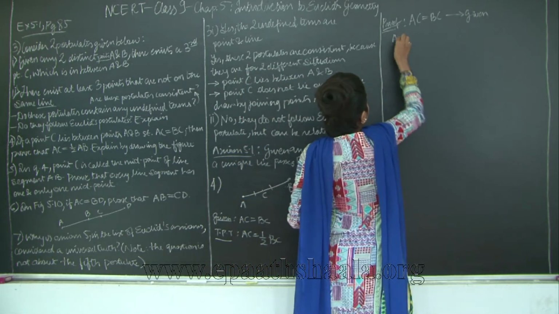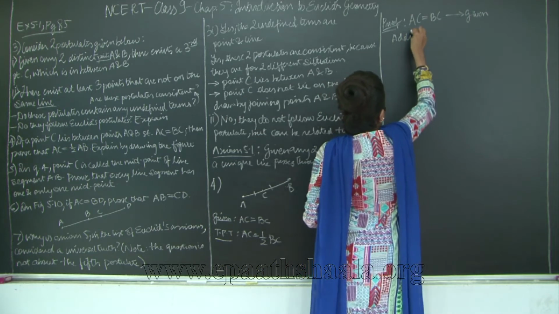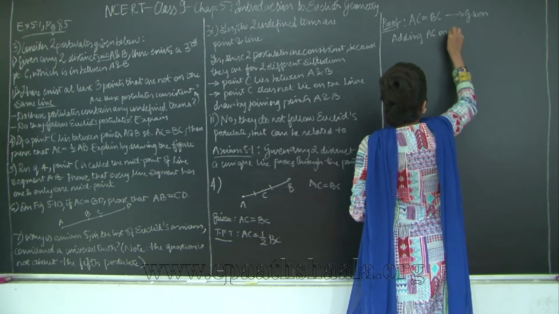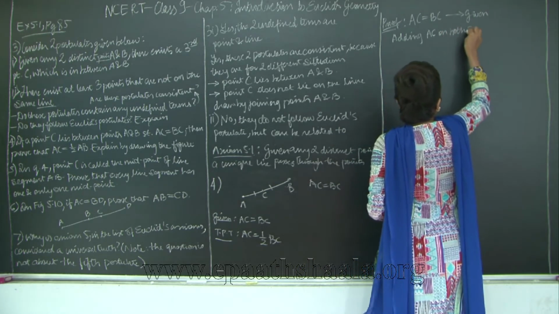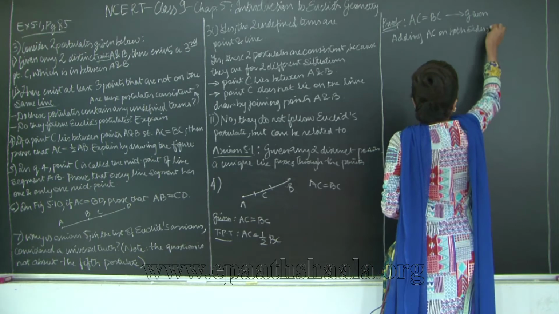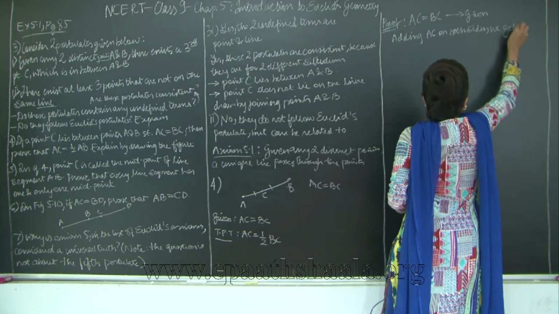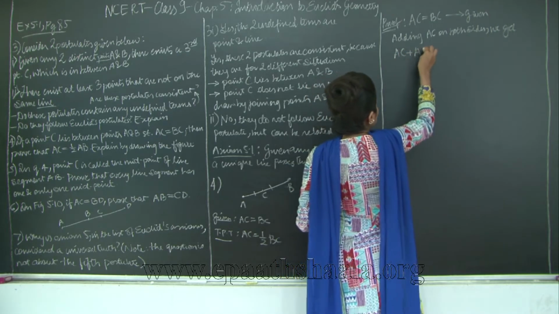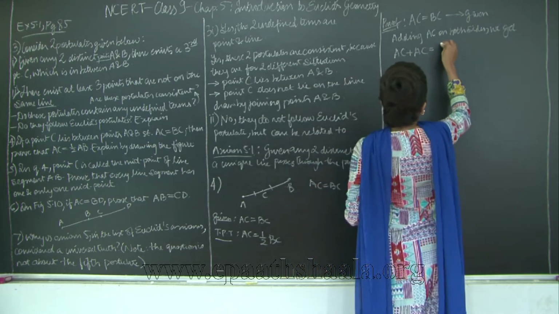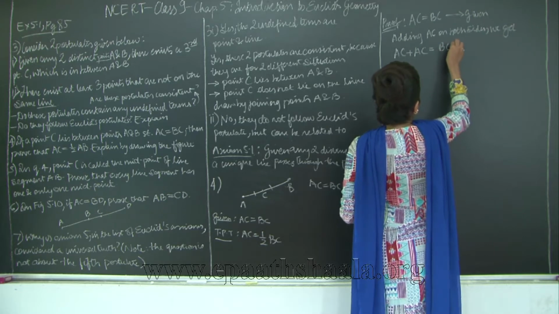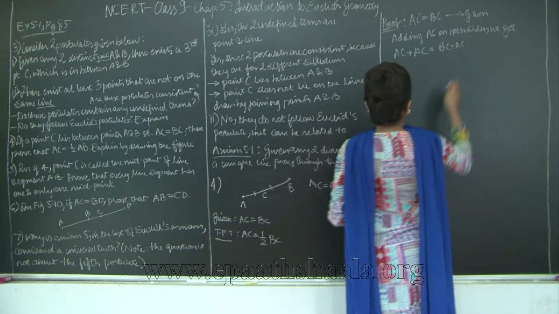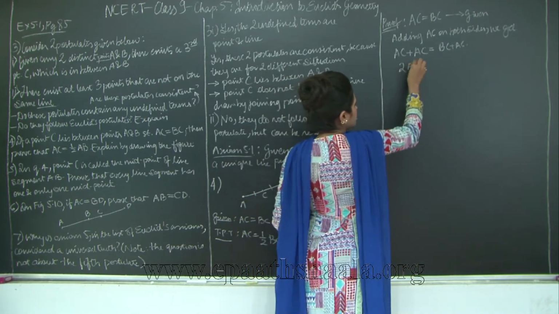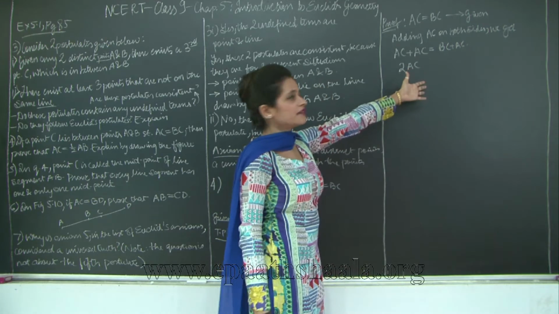So adding AC on both sides, we get AC plus AC is equal to BC plus AC. So AC plus AC is nothing but 2AC. It's like one apple plus another apple gives me 2 apples.